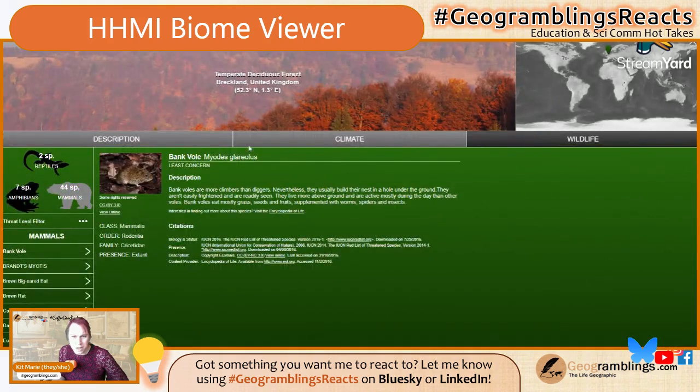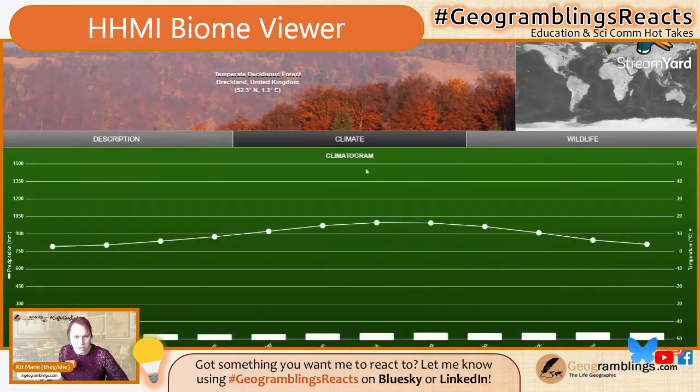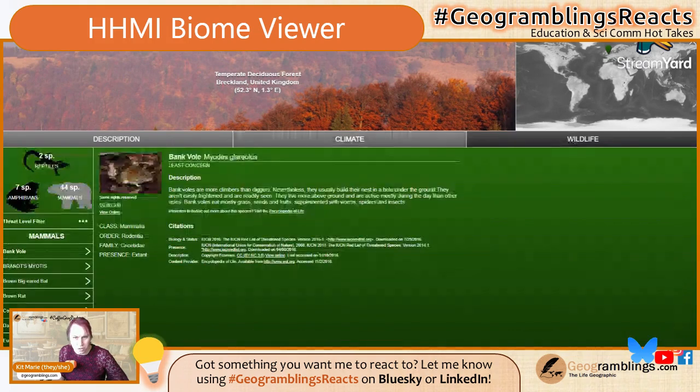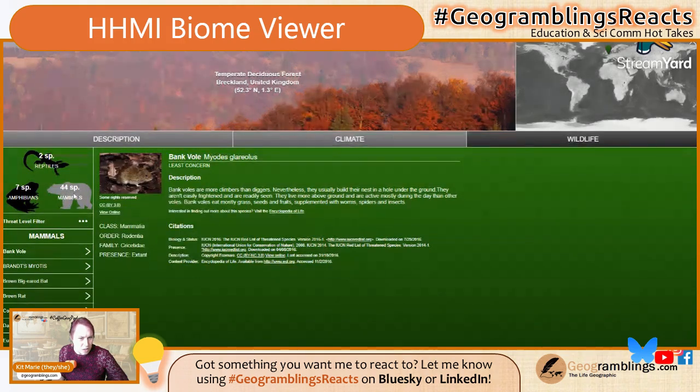Wildlife. This is amazing. Okay, so description. So this is all about the temperate deciduous forest, the climate of the area that I've chosen. So that gives a good thing. Wildlife. This is lovely. Look at this. So, 44 species of mammals, 7 species of amphibians, 2 species of reptile.